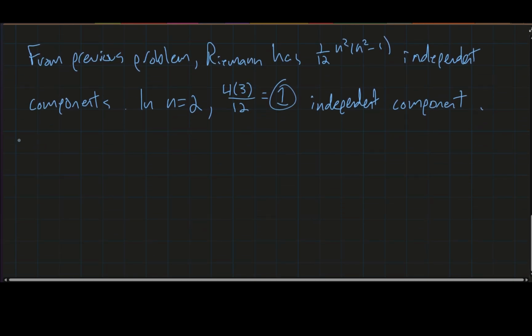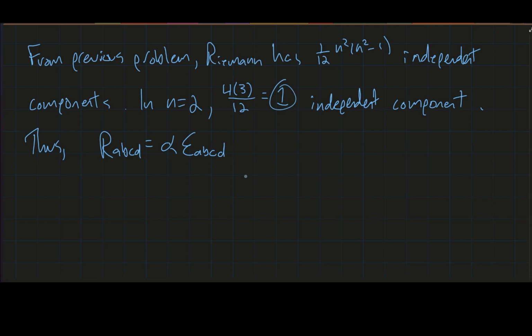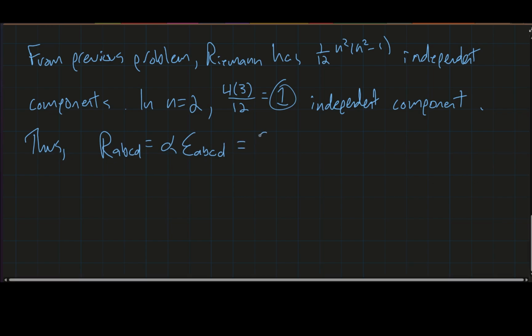same symmetries, we're able to say, thus, R_ABCD equals alpha times epsilon_ABCD, where alpha is some constant here. So we can write this explicitly as alpha over 2 (G_AC G_DB minus G_AD G_CB).